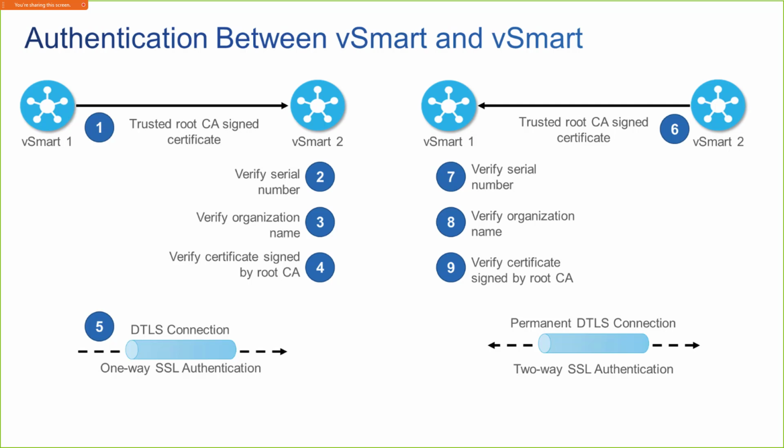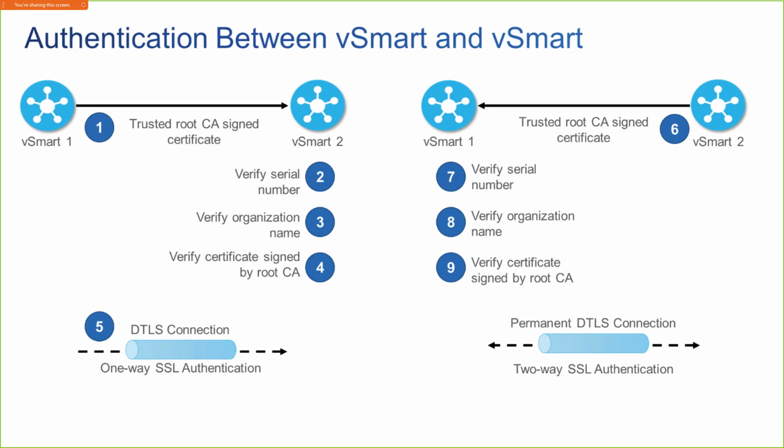vSmart 2 uses the root CA chain to verify the certificate and make sure it's signed appropriately by the root CA, either a Symantec CA or the enterprise CA that you have defined for your organization. If I'm able to validate that signature, then I know that the certificate is valid and I can continue with the communication process. vSmart 2 authentication of vSmart 1 is complete. So now we have our one-way DTLS session established.